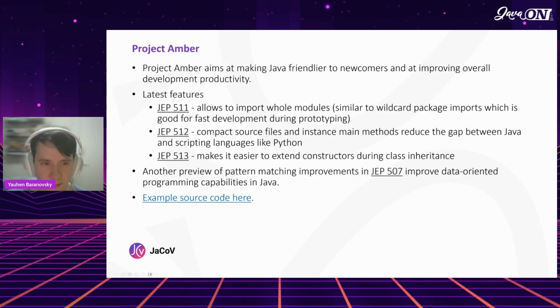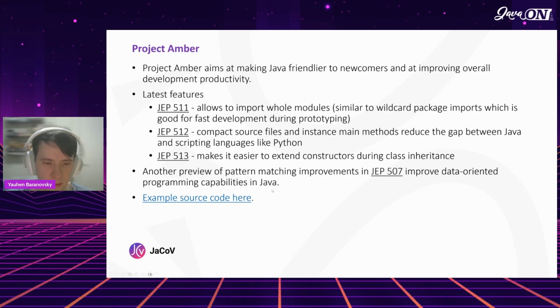Next, JEP allows us to use compact source files. What it means you will see in just a moment: it basically provides a shorthand for more conventional main methods with the whole class associated with it, which presents some sort of boilerplate code when we need to try something small and quick. And the third JEP makes it easier to extend constructors when we do inheritance. Namely, this feature allows us to insert some statements before invocation of the super constructor.